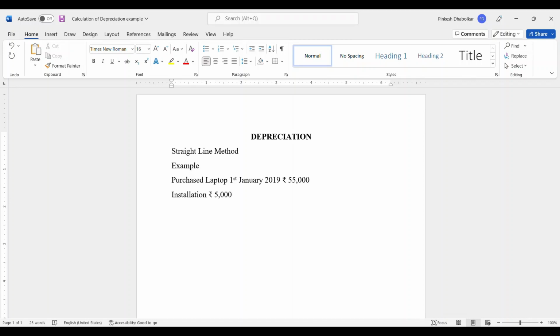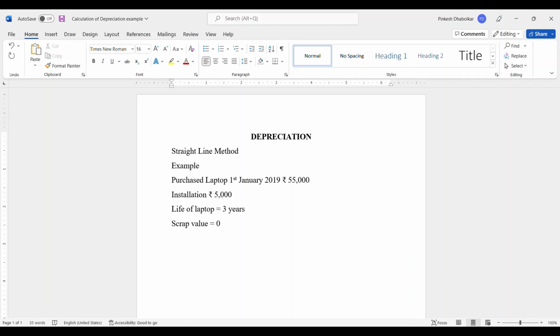I also assume the life of the asset to be just 3 years, which means after 3 years I need to replace the asset. And again I also assume the scrap value that I will get at the end of 3 years is nil, 0 rupees. So I'm not going to get any scrap value. So I assume it to be 0.